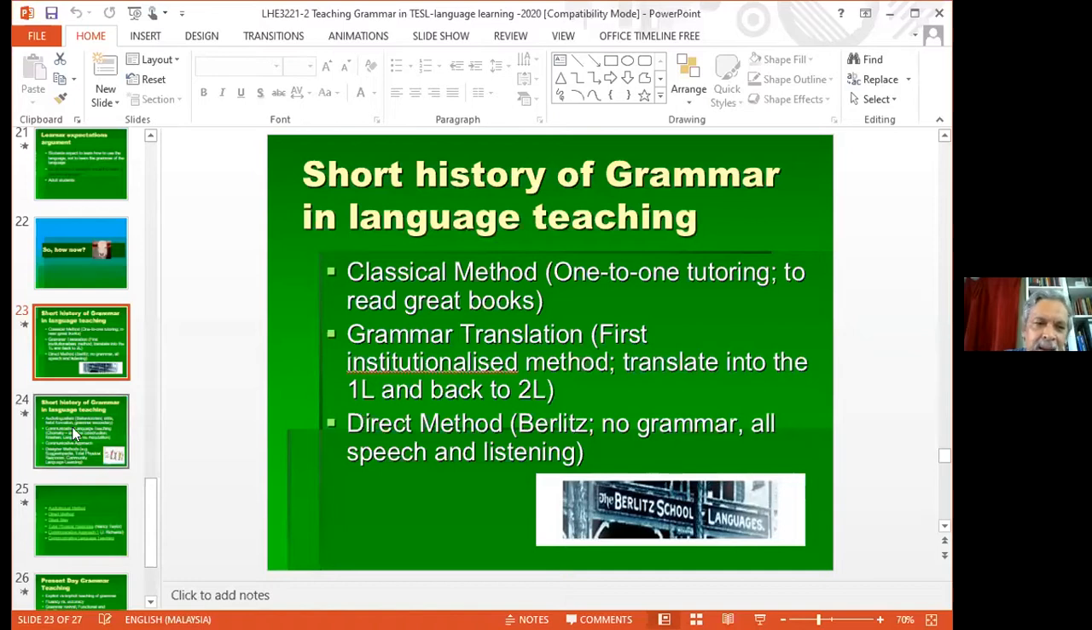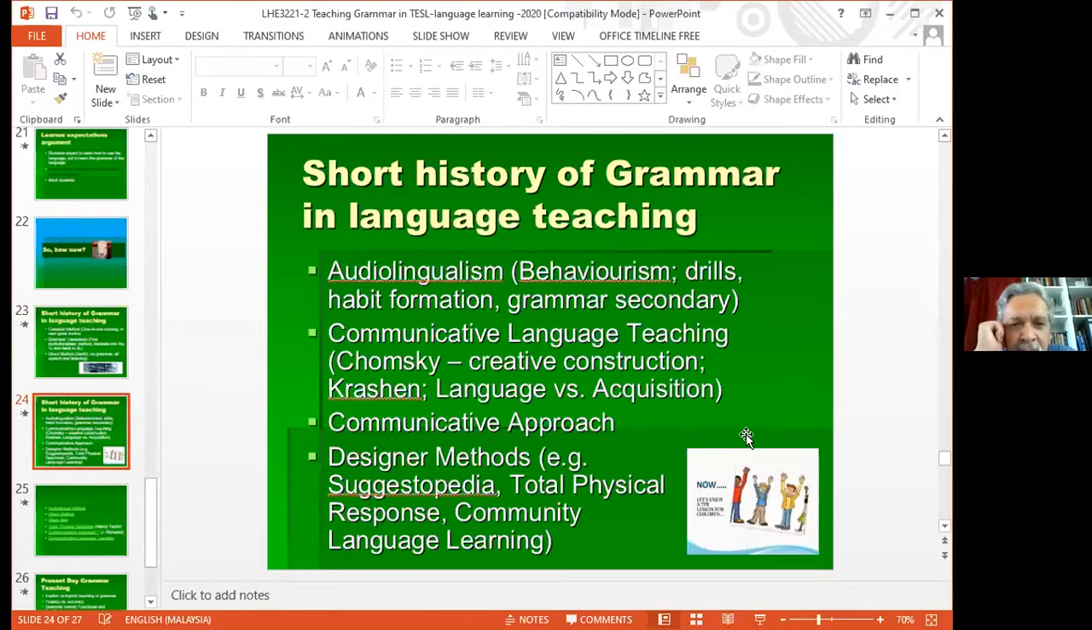So the approaches that have been important or influential, as I mentioned, from a scientific point of view: in the classical method there was no real science. It was just on the basis that if you know the language, you can try to teach the language. But with the audiolingual method, there was behaviorism behind it. As I mentioned, the emphasis was on drills and on habit formation. I'd like to know whether you are familiar with habit formation.